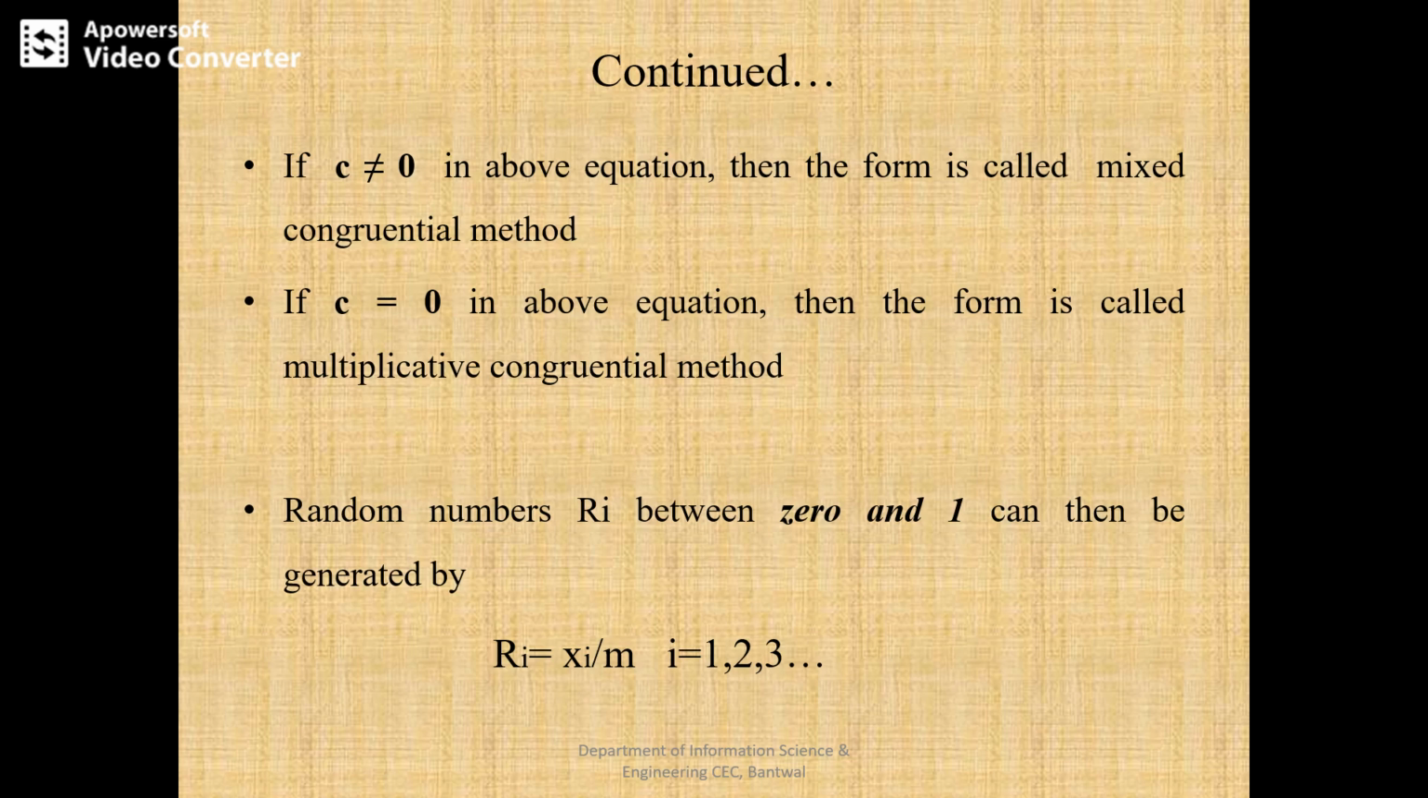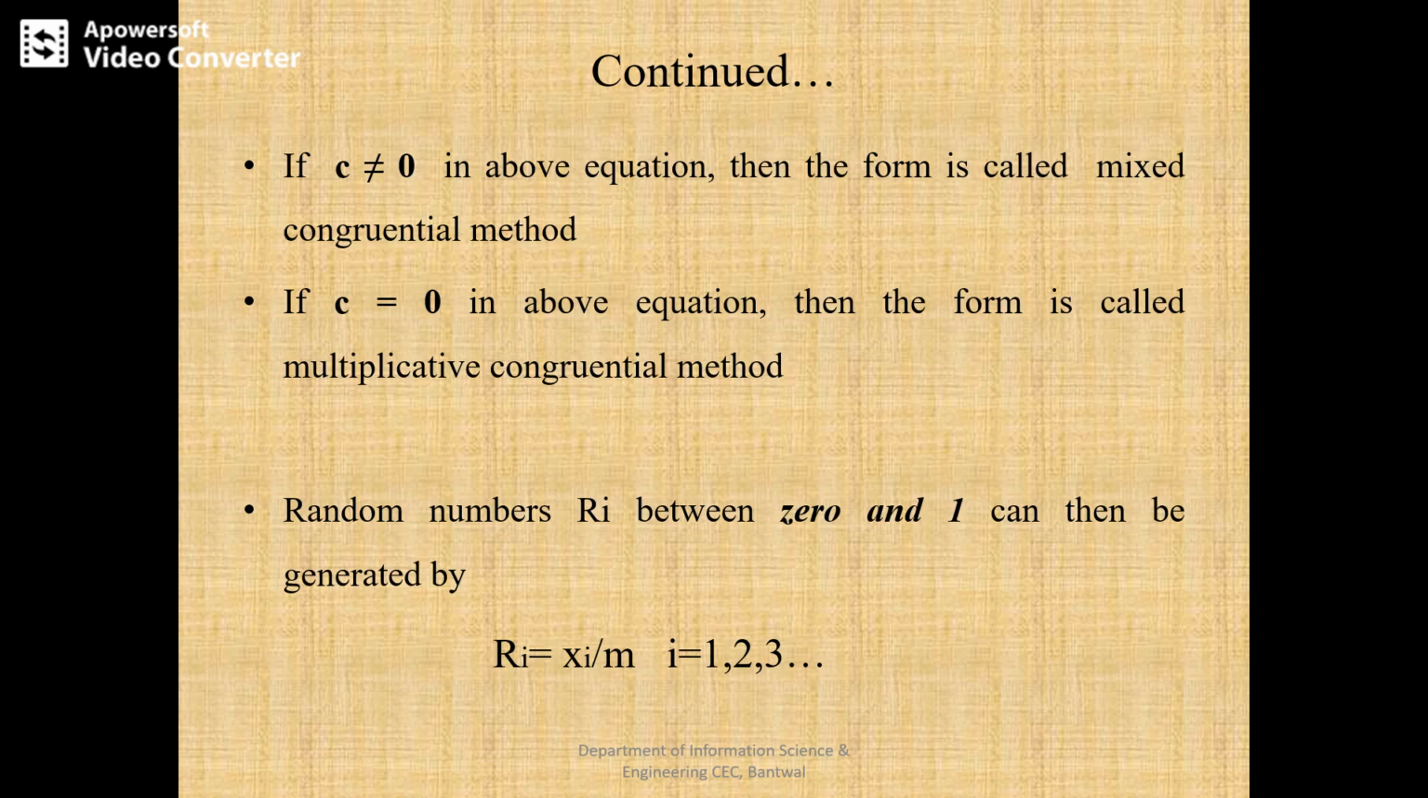The selection of the values A, C, M and X naught drastically affects the statistical properties and cycle length. Variations of this equation are quite common in computer generation of random numbers. We should notice that random integers are being generated rather than random numbers. These random integers should appear to be uniformly distributed on the integers 0 to m.